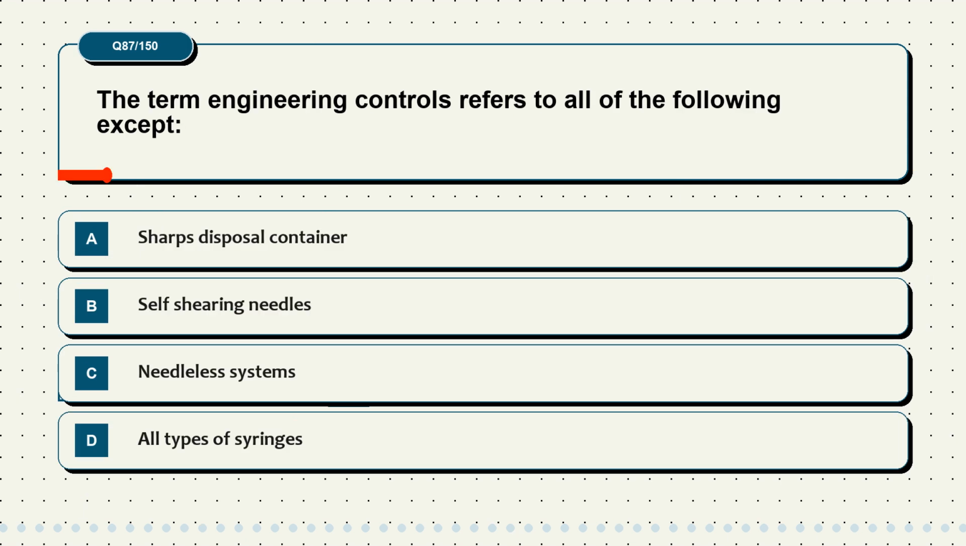Question 87. The term engineering controls refers to all of the following except, here are the options. Option A. Sharps disposal container. Option B. Self-sheathing needles. Option C. Needleless systems. Option D. All types of syringes.